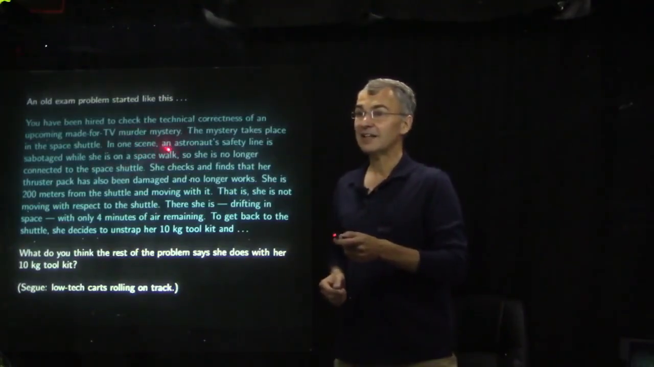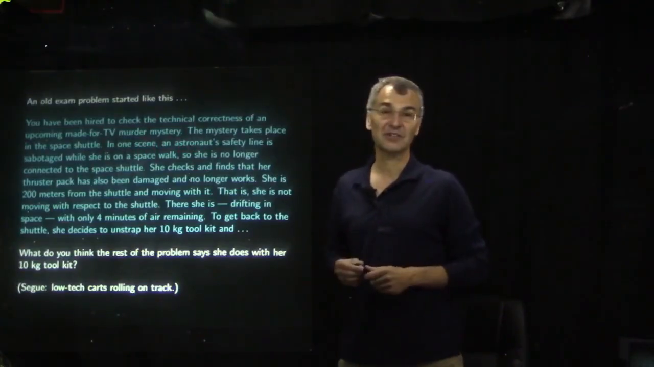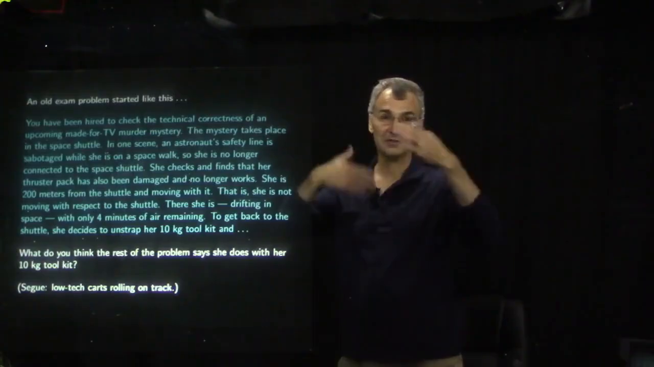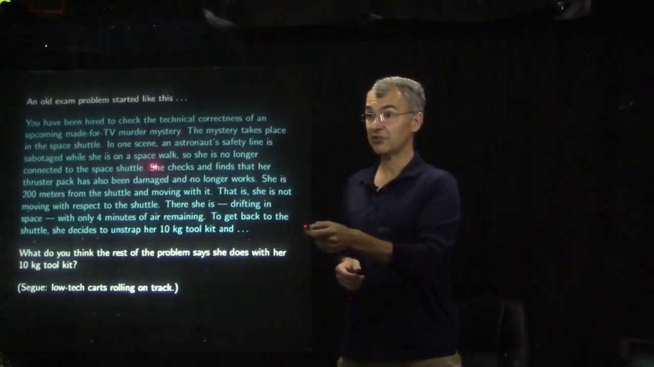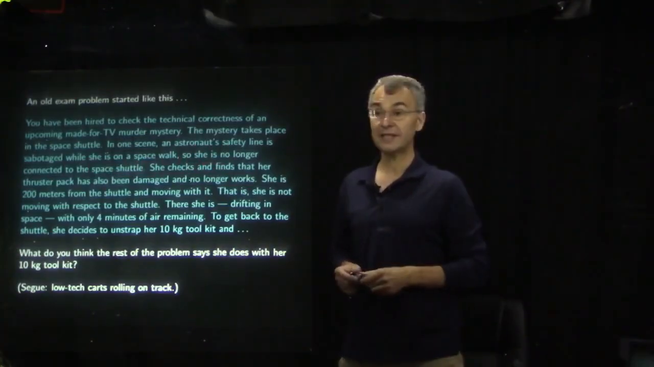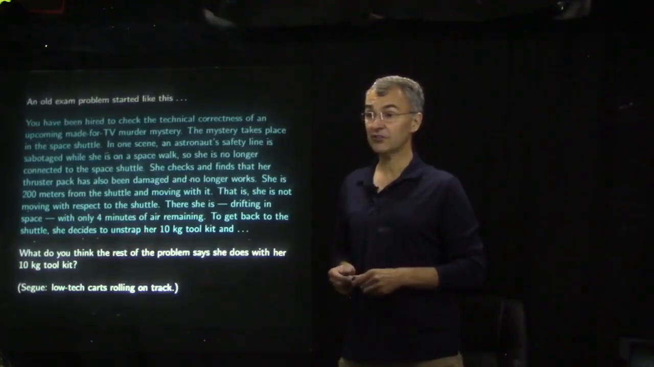She checks and finds that her thruster pack has also been damaged and no longer works. She is 200 meters from the shuttle and moving with it. That is, she is not moving with respect to the shuttle. There she is, drifting in space, with only 4 minutes of air remaining. To get back to the shuttle, she decides to unstrap her 10-kilogram toolkit and... what does she do with it?